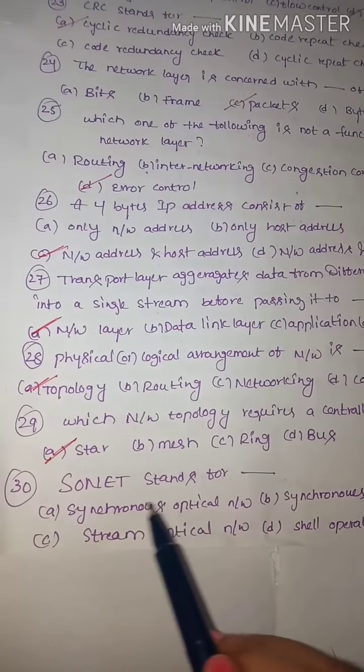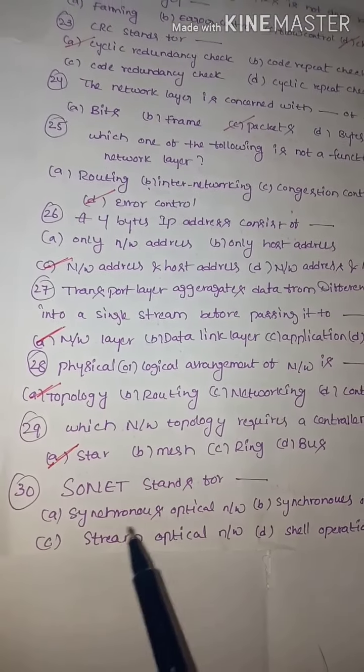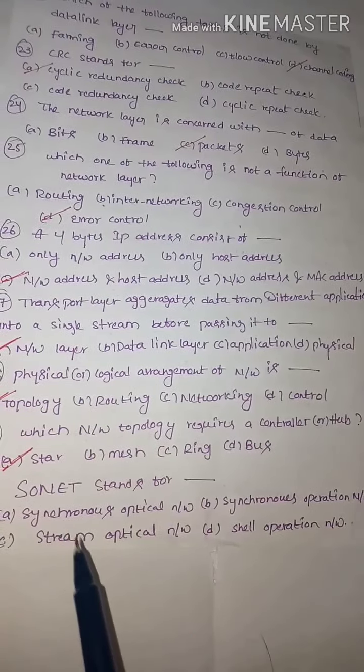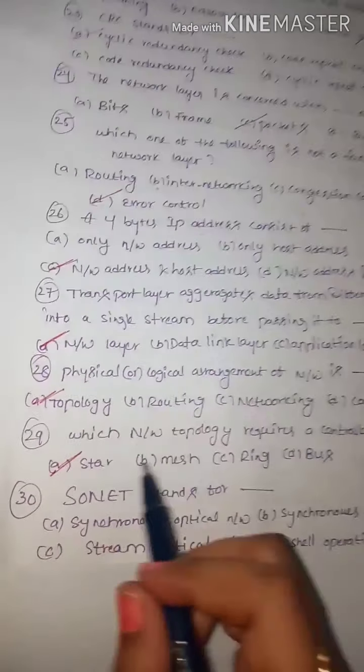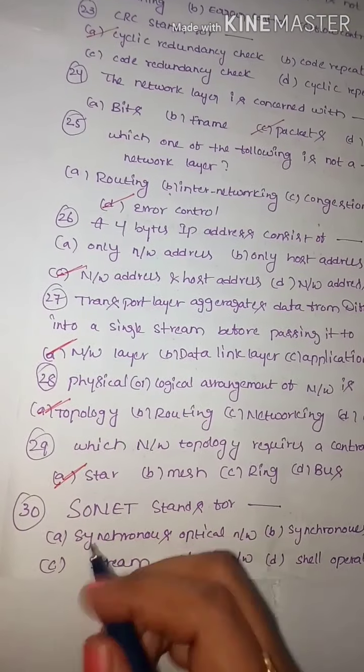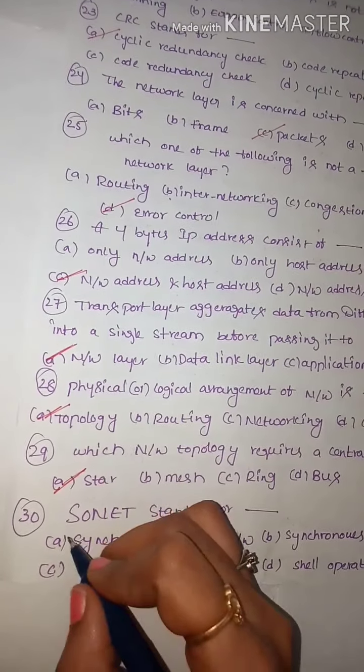Next one, SONET stands for. Options: synchronous optical network, synchronous operation network, stream optical network, shell operation network. The correct answer is synchronous optical network. Option A is correct.